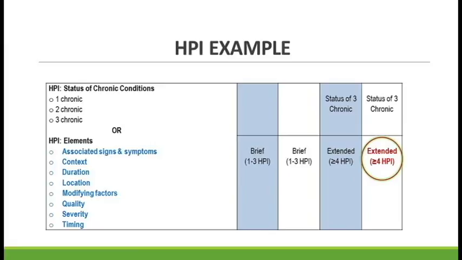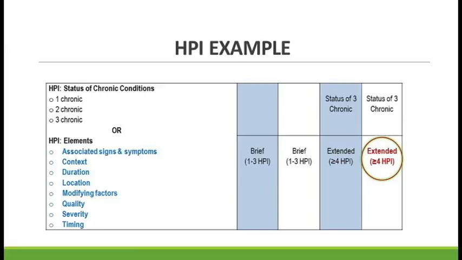Pitting describes her edema, so that could be credited to quality. She rates her leg cramps as 6 to 7 out of 10 on the pain scale, and that is credited as severity. And the cramps occur intermittently at night, which gives us timing. With this example, we qualify for an extended HPI because all we needed was 4, but we actually had all 8. By documenting the patient's account of her problems thoroughly, the provider was able to obtain an extended HPI.